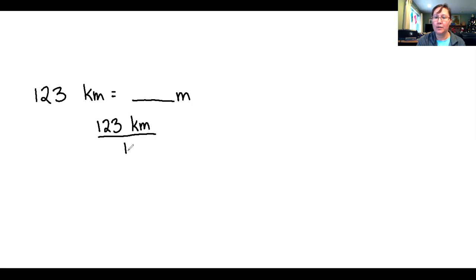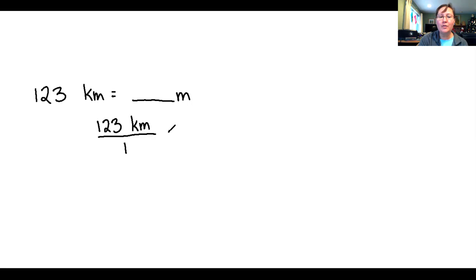Let's say that we have, for example, 123 kilometers, and we want to know how many meters that is. Well, if I use my conversion factors, then I know that there are 1,000 meters in 1 kilometer. So what I can do is start with my known 123 kilometers, and you can put that over 1 if you need to remember that. That's the way we're working with it.